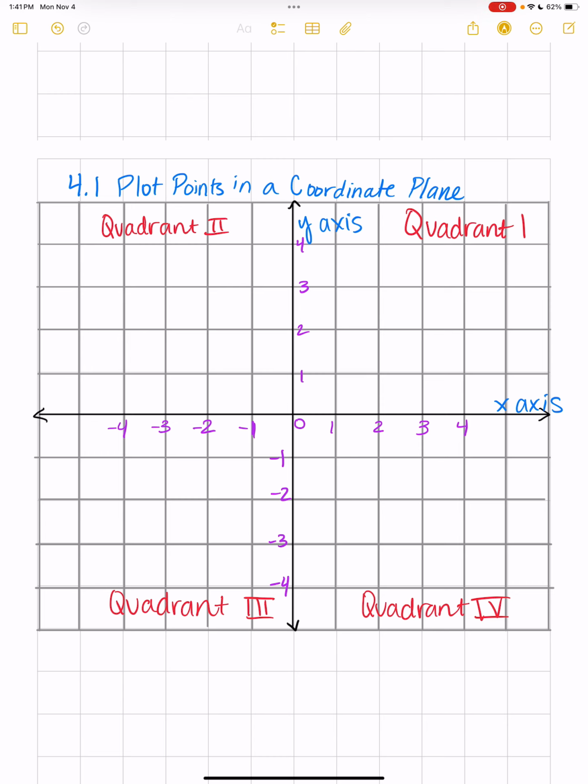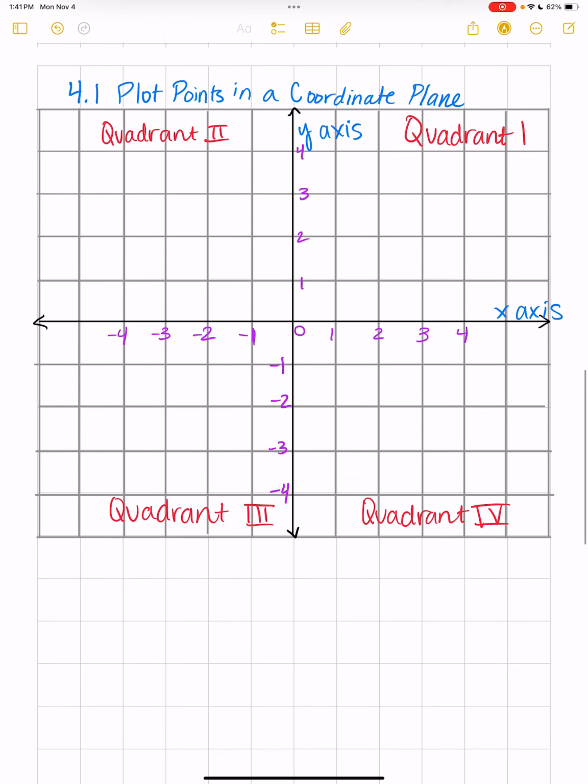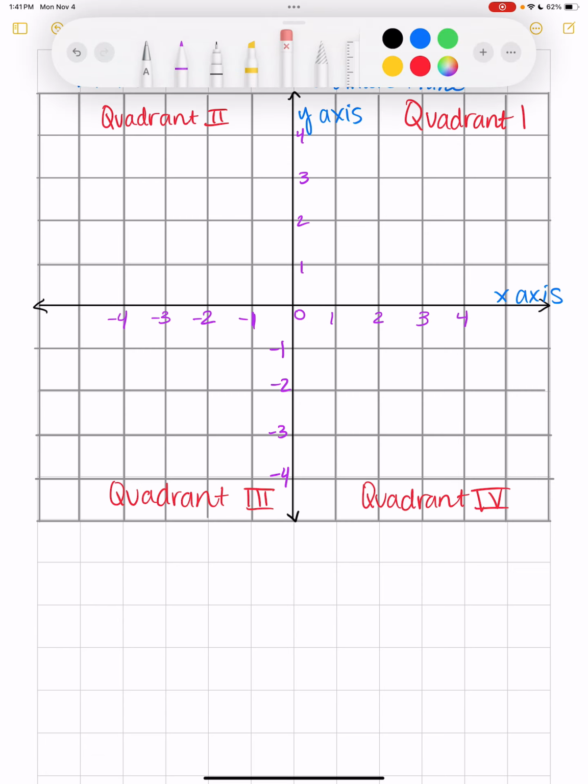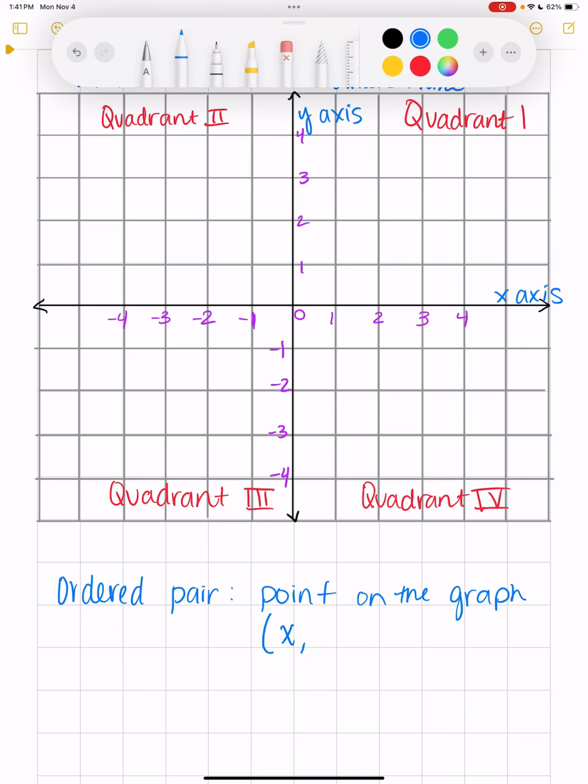Let's see, what else do we need to put on this graph? Oh, I'm going to write something down here first. So when we have a coordinate pair, or what we call an ordered pair, that is basically a point on the graph, and it is in parentheses, and it's x then y. So alphabetical order, we always say the x point first, then the y point. And so that will tell us on the graph where things are.